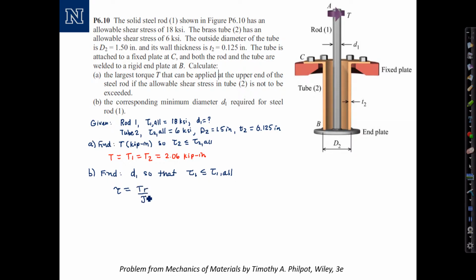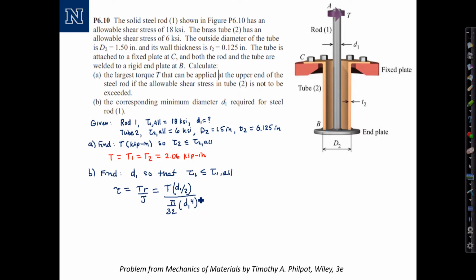Now we have a solid section here, and we're trying to find the diameter to limit the stress to a certain value. So I'm going to expand out both R and J in terms of the diameter, the unknown diameter D1. So I have T carries over, R is equal to D1 over 2, and J for a solid section, not a tube section this time, but a solid section, pi over 32 times D1 to the fourth.